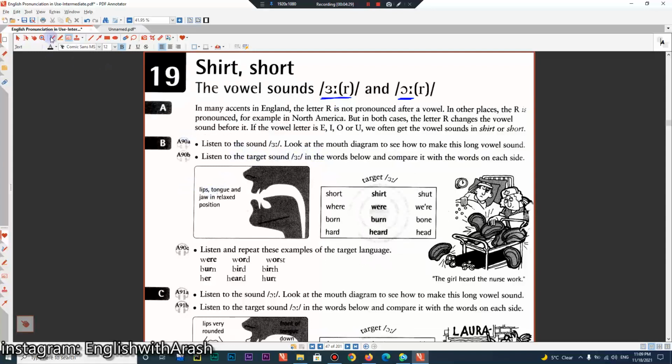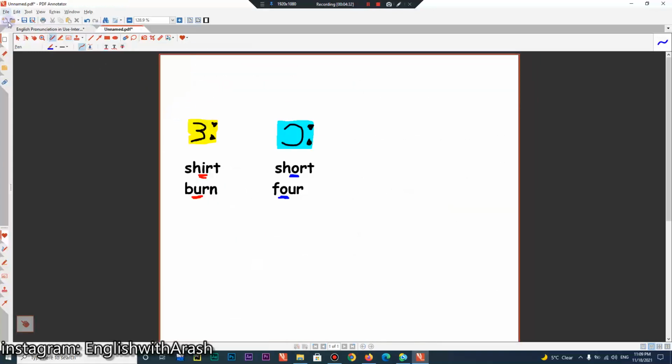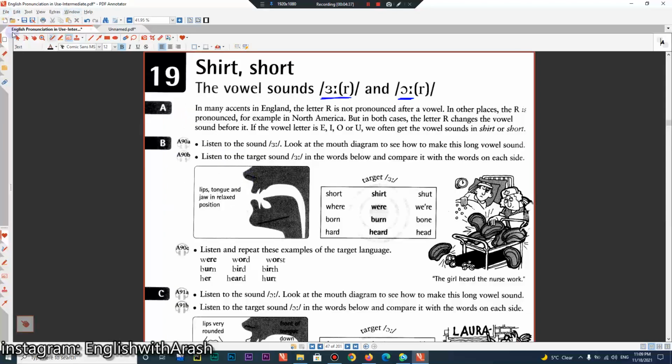So when you want to pronounce this sound, let me show you. When you want to pronounce this sound, you are supposed to do that like, this doesn't look good. I'll have to redraw it, so it's okay. When you are pronouncing this sound, your lips and your mouth are relaxed.